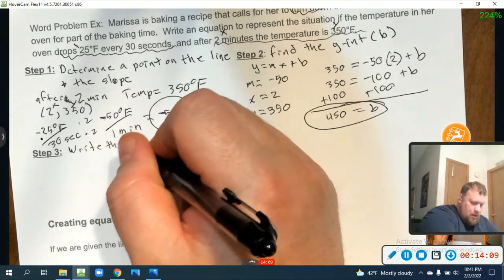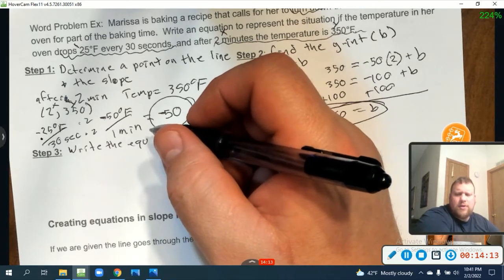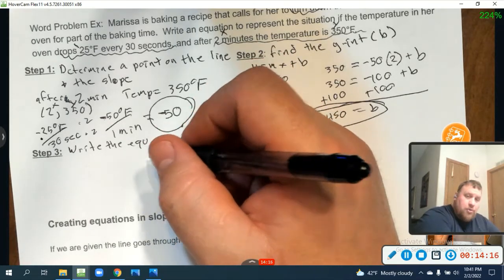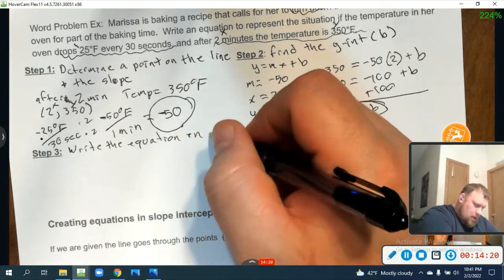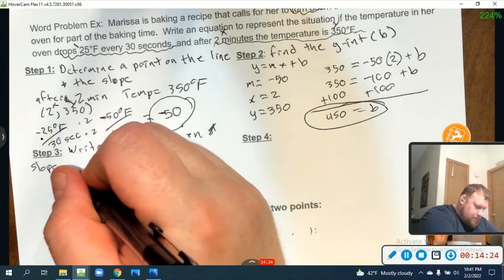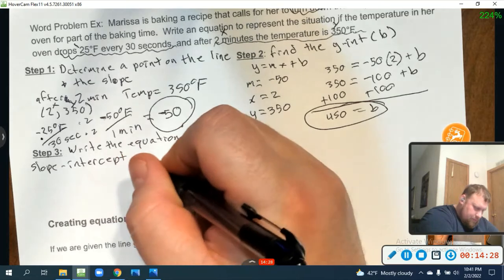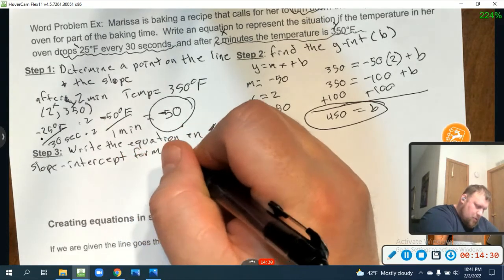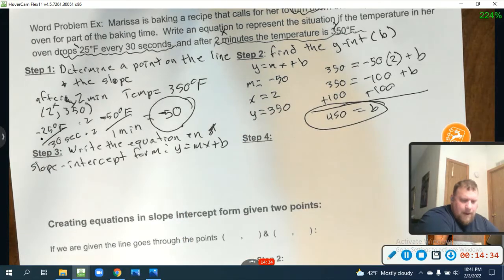Write the equation. I keep saying slope-intercept form because there's about three major forms we're going to focus on this year, and I want to make sure you know slope-intercept. So write the equation in slope-intercept form. Again, just to remind you, y equals mx plus b. I want that drilled into you, okay?